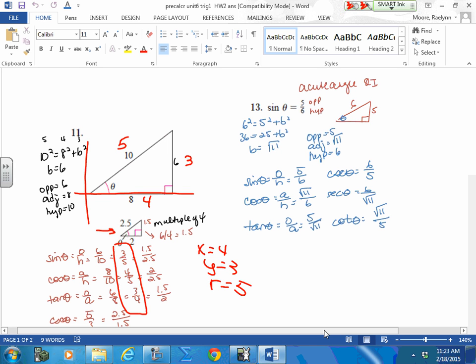Yes, your calculator gives you a 4 decimal place or a more infinite decimal place. It's irrational numbers. But did you spot that these were the same 3, 4, 5? That's helpful. You only really have to do it once. These are your similar triangles at work.